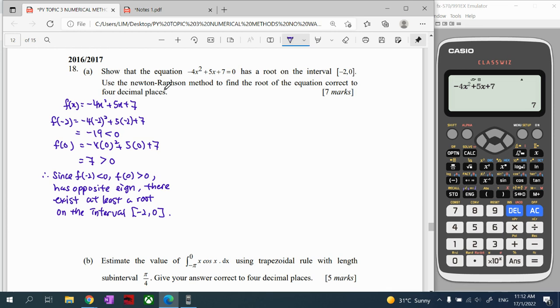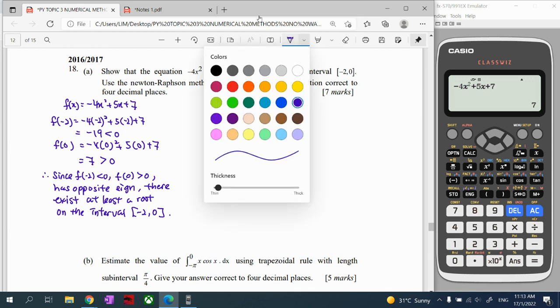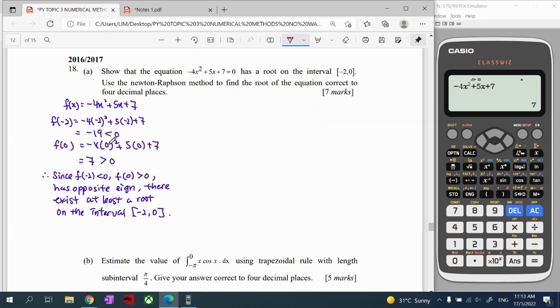Then we're going to use our Newton-Raphson method. What makes this question different from the previous one is that we notice we don't have any initial value. We don't know what x value we start from. That is not given. So when it's not given, we refer to what we have already proved here. We know that there is a root between -2 and 0. So we can get our initial value from the proving statement. So we know there is a root, meaning our x is between -2 and 0.